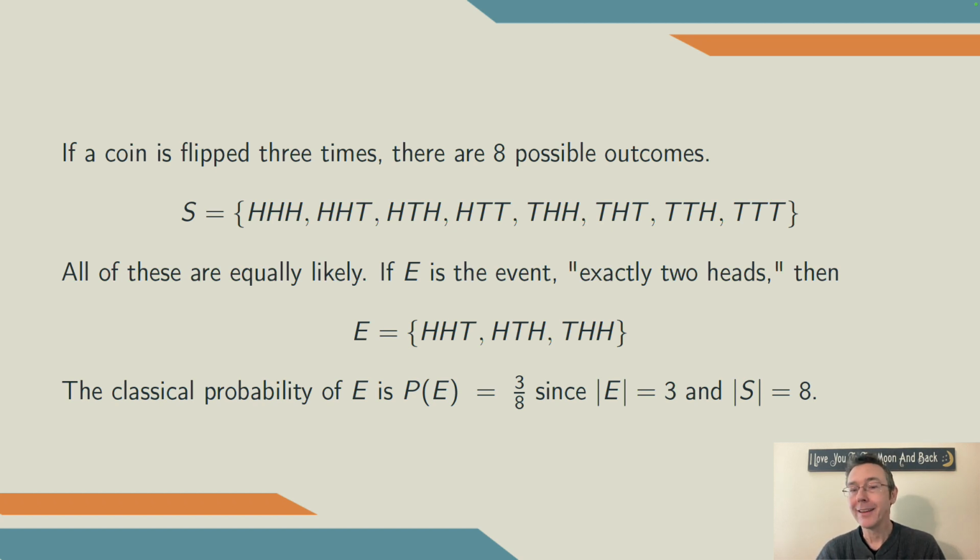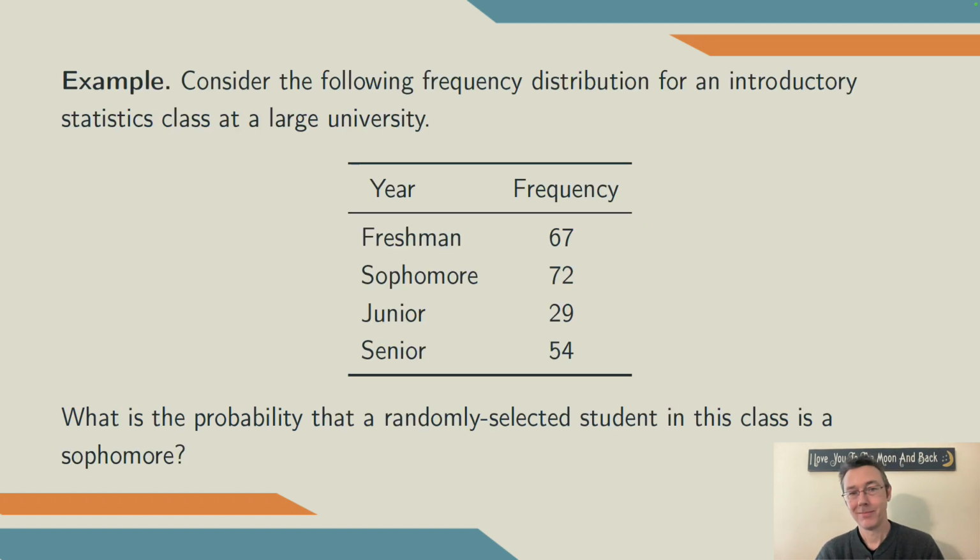The event of getting exactly 2 heads has 3 outcomes in it. We can have the third one be a tail and the other 2 heads, the second one be a tail and the other 2 heads, or the first one be a tail. So the classical probability of the event E is 3/8. The numerator, 3, is the size of the event E, the number of outcomes in E, while the denominator is going to be the number of outcomes in S.